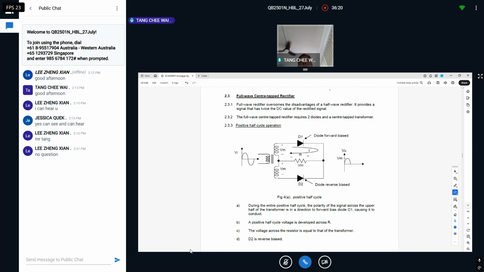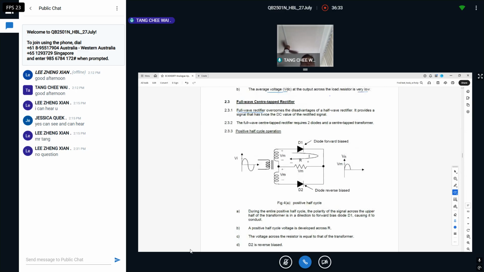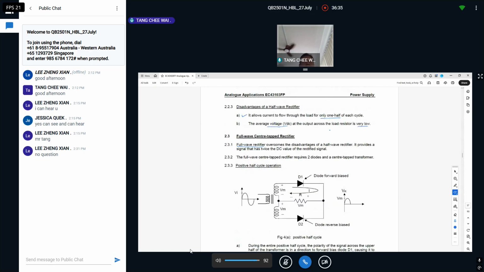First thing first, after we mentioned the disadvantages, they tell you straight away that the full wave actually takes care of the disadvantages that we mentioned just above here. These are the disadvantages, but now I use full wave to take care of these two, A and B. And because of that, they produce twice the DC value of the rectified signal, an advantage, right?